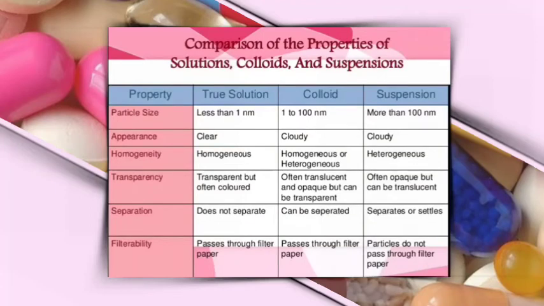Then transparency: a true solution is transparent but often colored. Colloids are often translucent or opaque but can be transparent. Suspensions are often opaque but can be translucent. Then separation: a true solution does not separate. Colloids can be separated. Suspension separates or settles.